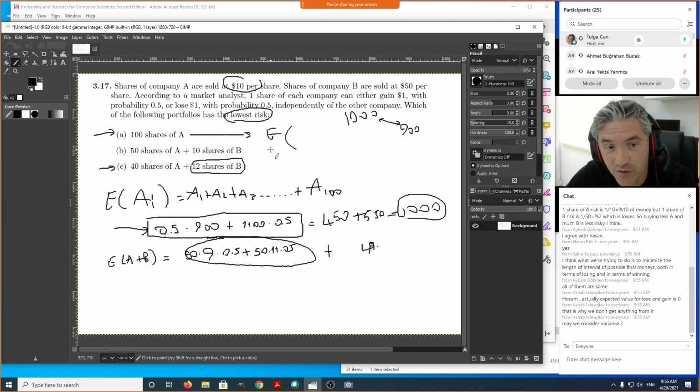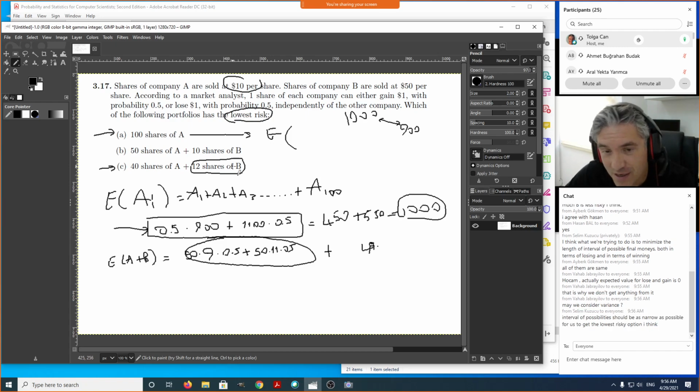The expected values will be the same, but what is the variance? Because when we think about risk, that's a very good point. That was the exact point that we were missing. If you just look at the expected values of these things, since the expected value of losing or gaining is 0, whatever money you're putting, you're going to be getting the same thing. So here, you're absolutely right. We need to consider variance.